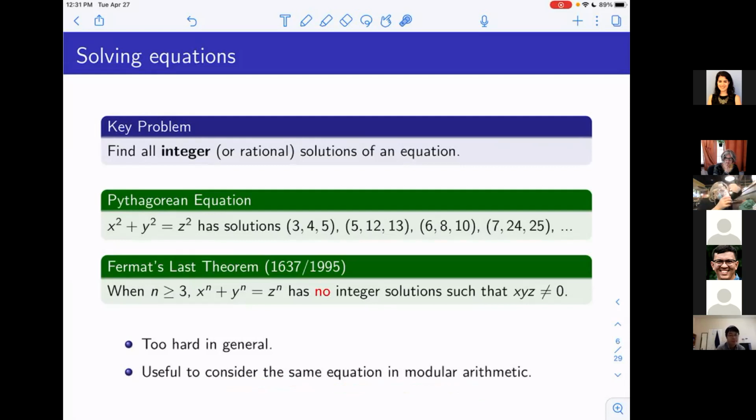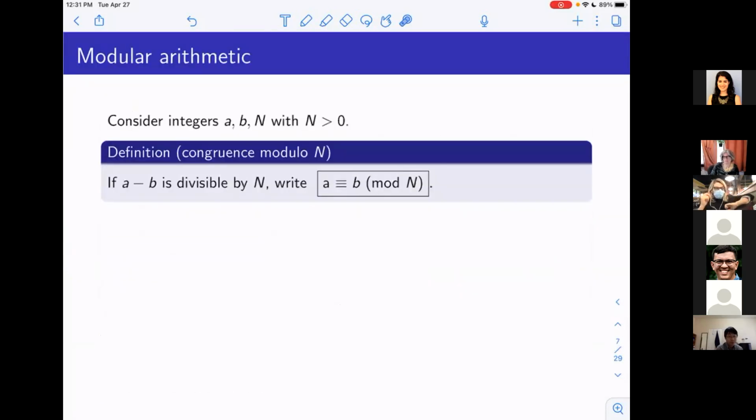So now I need to tell you what modular arithmetic is about. By the way, such an equation where we try to find integer solutions is called a Diophantine equation, after Diophantus. So here's the setup for modular arithmetic. We have integers a, b, n, where n is greater than 0, but when n is 1 it's uninteresting, so we may as well say n is greater than 1.